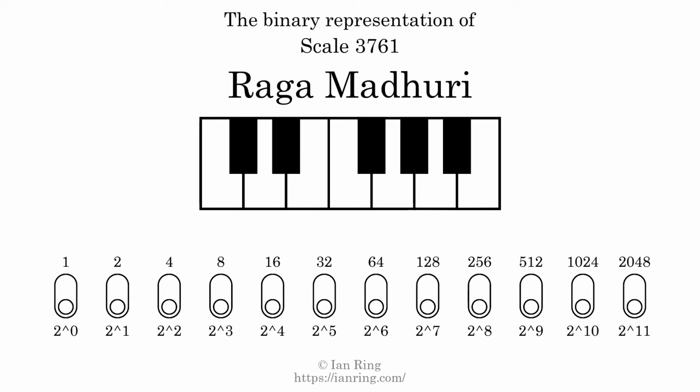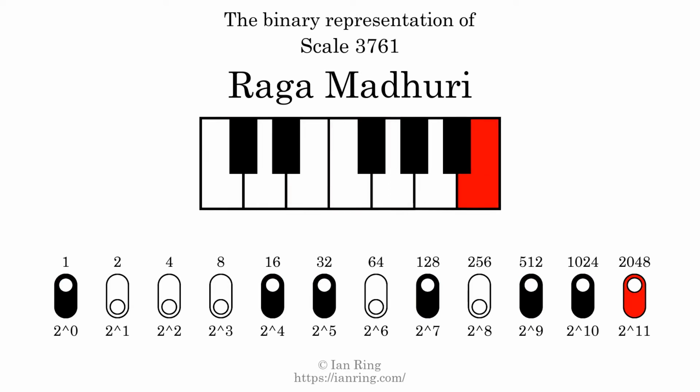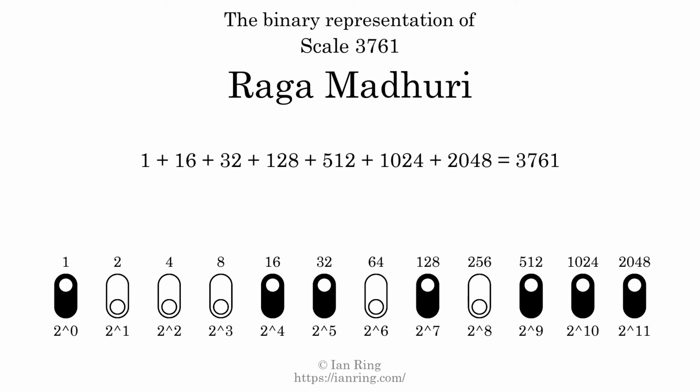The binary representation of this scale is determined by mapping tones of the scale to binary digits. Each binary digit represents a power of 2. To get the scale number, we add the powers of 2 together. The powers of 2 that are present in the scale, all added together, equals 3761. That is why the scale number, in decimal, is 3761.